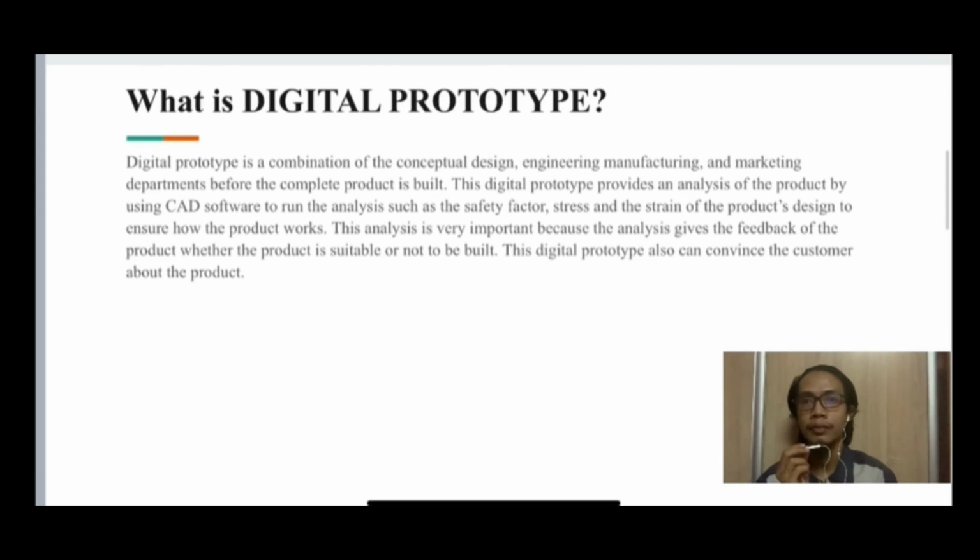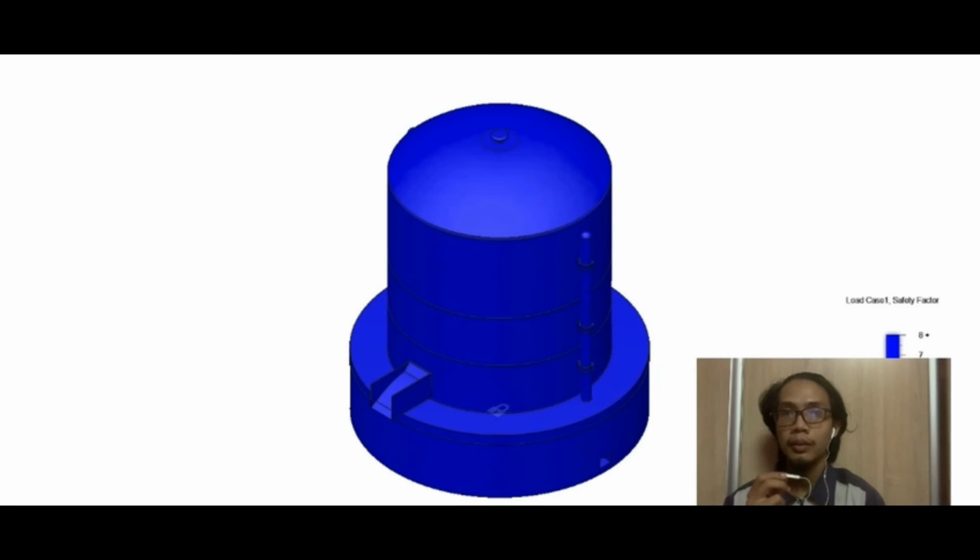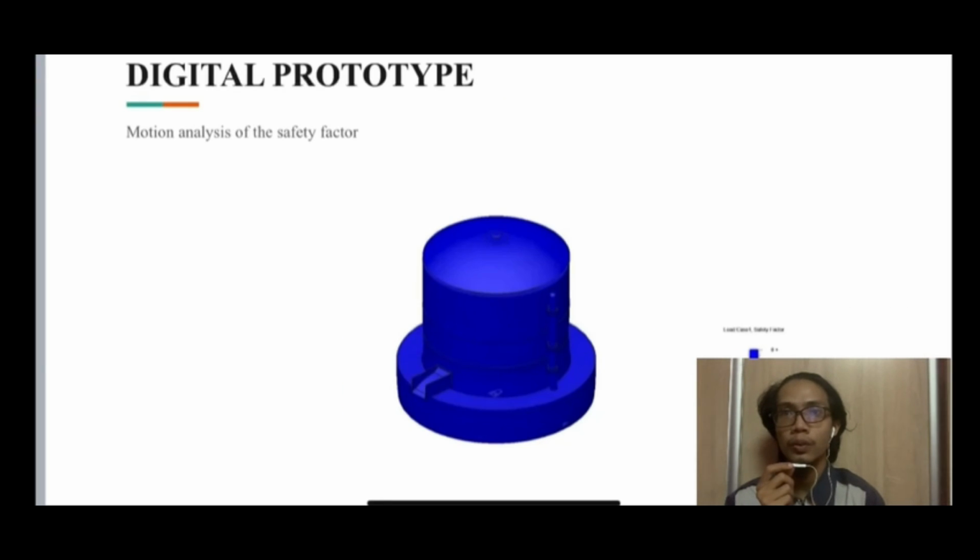This analysis is very important because it gives feedback on the product, whether the product is suitable to be built or not. This digital prototype can also convince the customer about the product that we are going to build. As you can see from the video, the analysis was run with 100 Newton, which is equivalent to 10.2 kilogram. The safety factor of this product is 15.